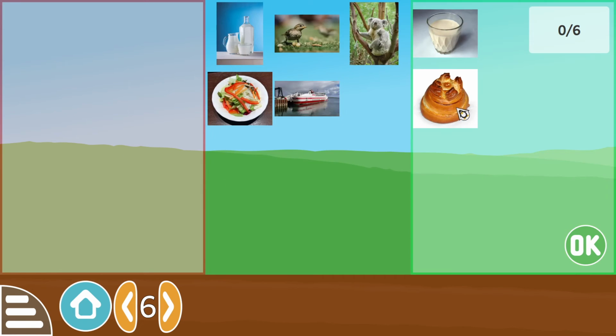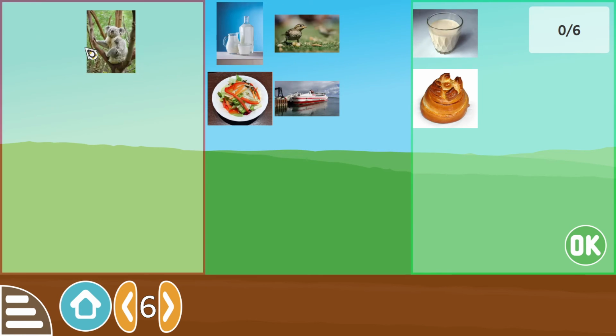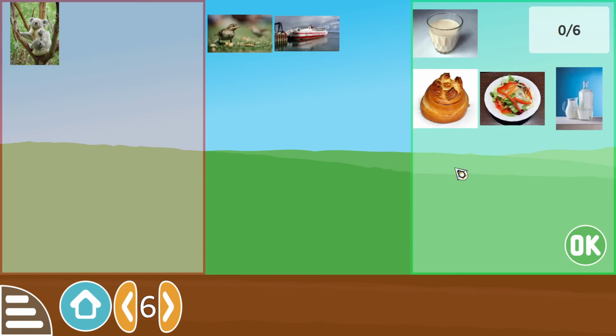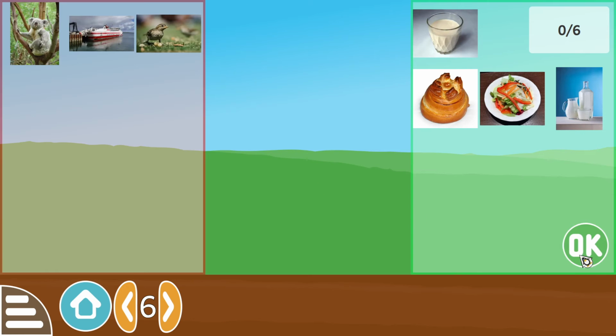So it could be an English dumpling. It's something. It's a pastry. I'm not sure what. So we've got a salad as well. Some jugs of milk. A large boat is definitely not, and a small bird is not as well.